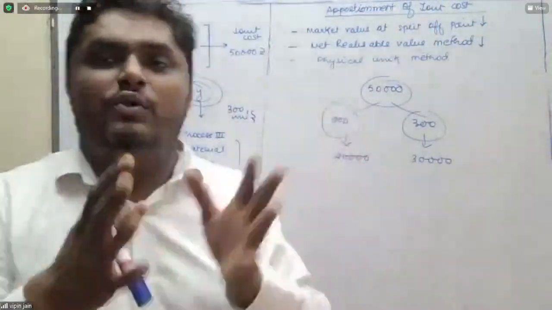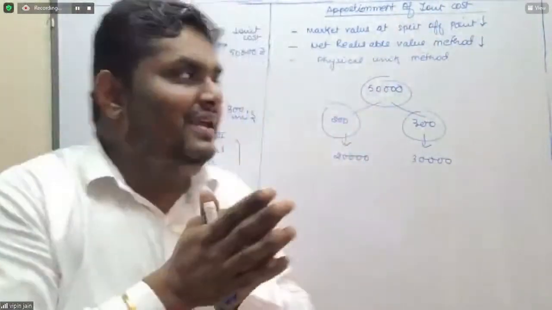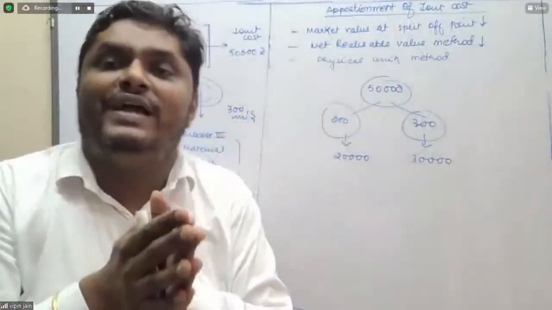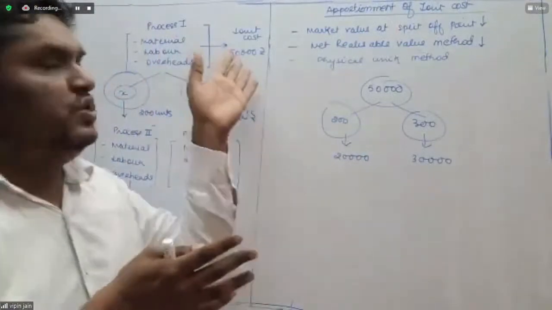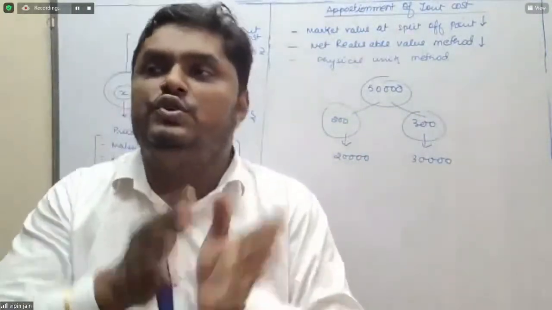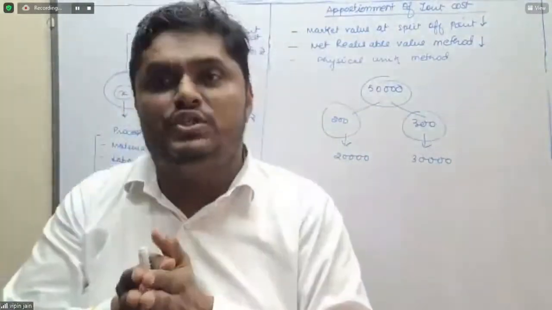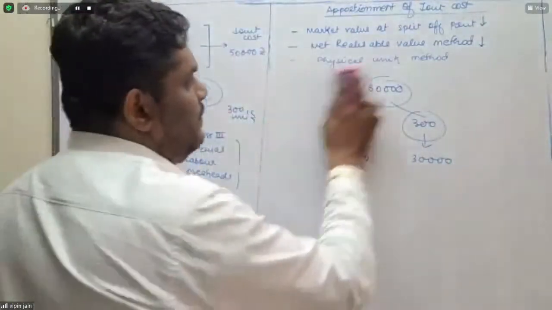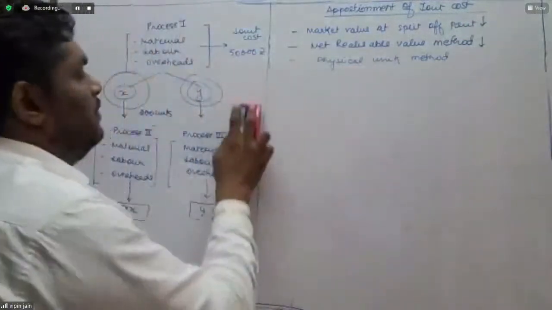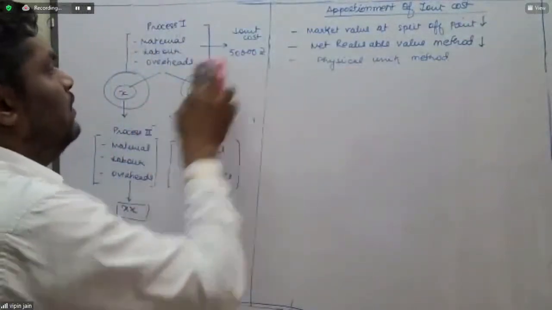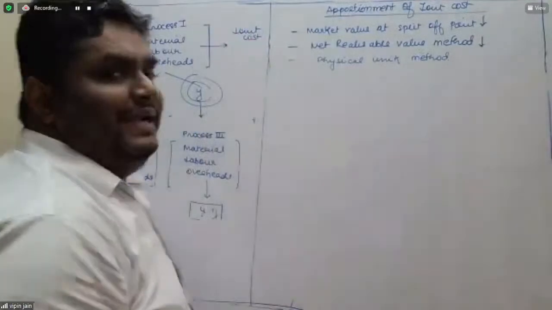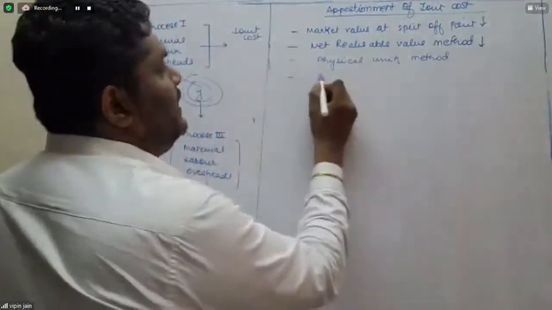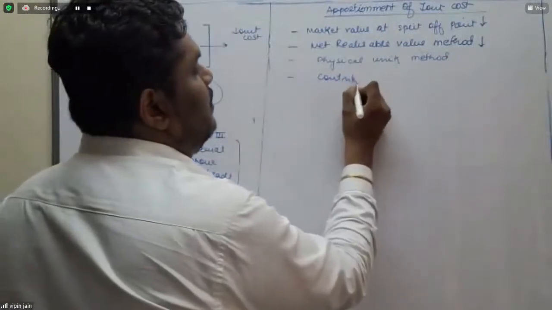So the physical units method is the easiest method. Let's say 200 units of X were manufactured and 300 units of Y were manufactured. So the joint cost will be apportioned in the ratio of 200:300, that is 2:3. Now, there are a few more methods given in the study material, that is the contribution margin method.